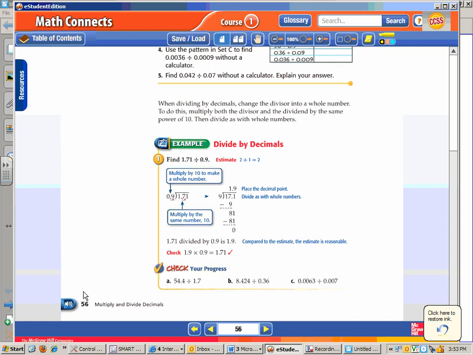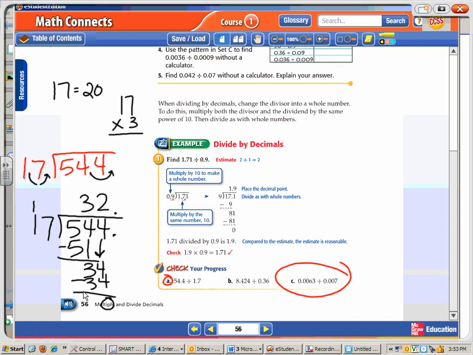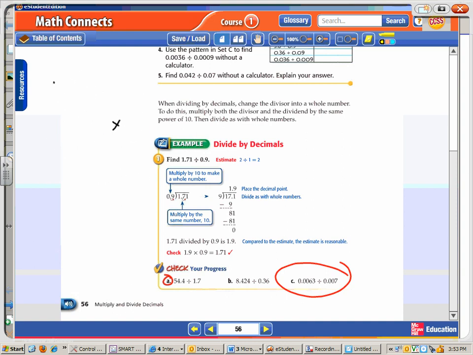All right, so in C, we have large decimals, where we're going to be moving our decimal place quite a bit. So we have 63 10,000ths divided by 7 thousandths. All right, so we start with moving that decimal place in our divisor. So I'm going to move once, twice, 3 times to make it a whole number.